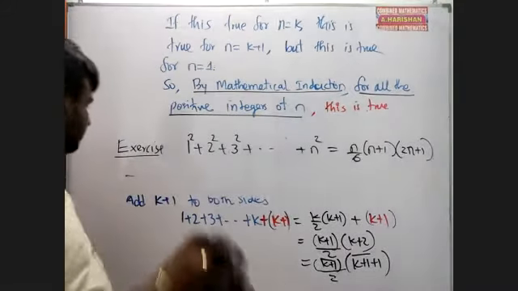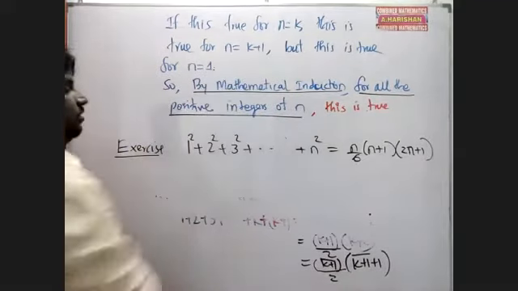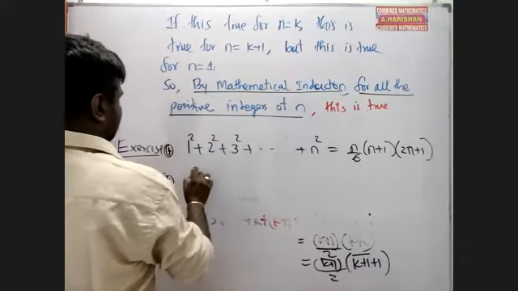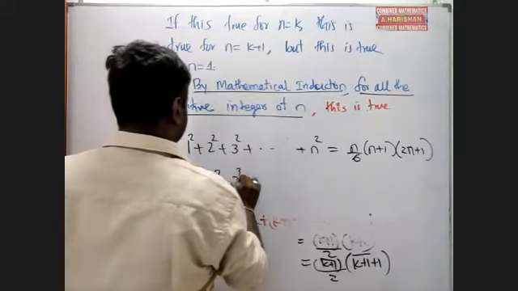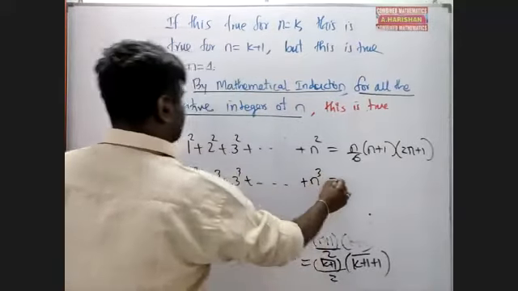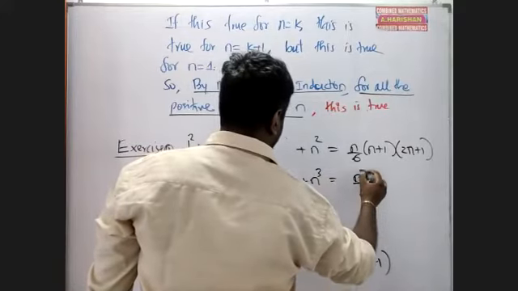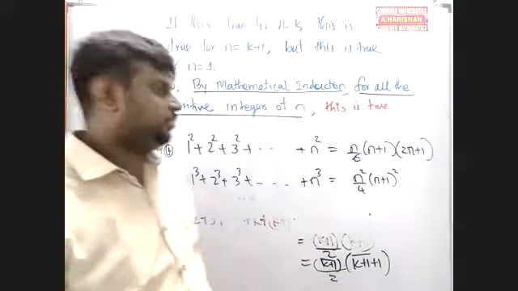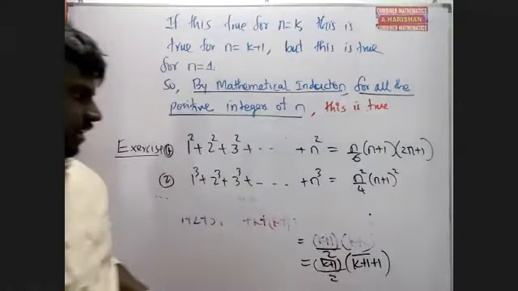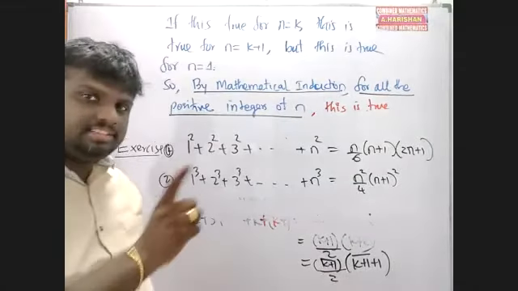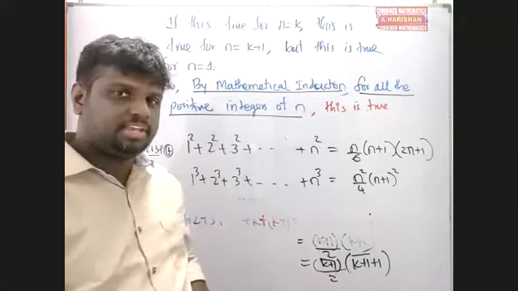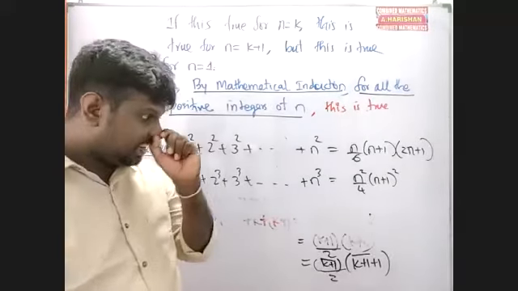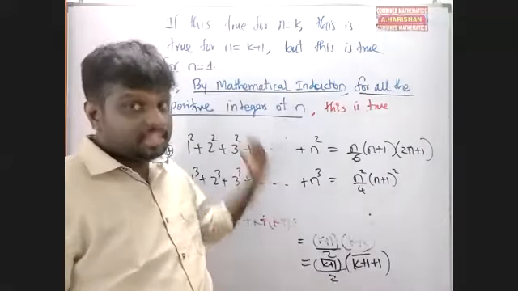You have to prove this one, and I'll tell you another question also. That is the second exercise: 1 cube plus 2 cube plus 3 cube, up to n cube. That will be n squared by 4 into n plus 1 all squared, or n by 2 into n plus 1 all squared. I think these are homework, so I'm not going to waste time here. I'm going to conclude the class. These are the homeworks, and then we will do some others under the series type questions.